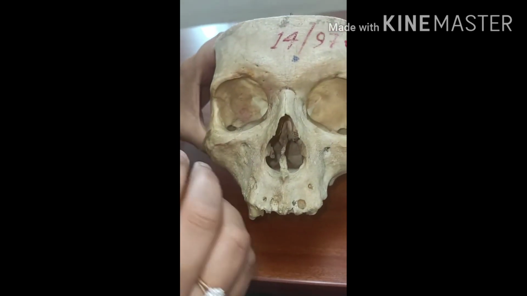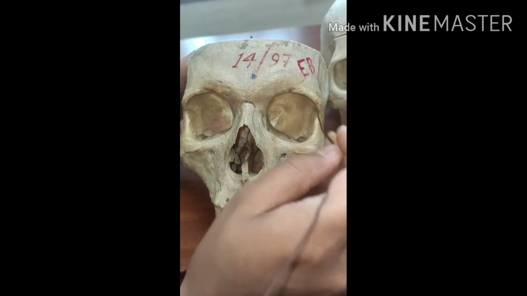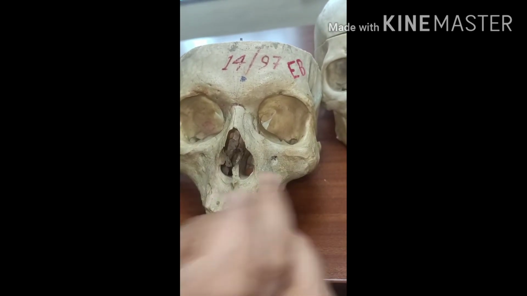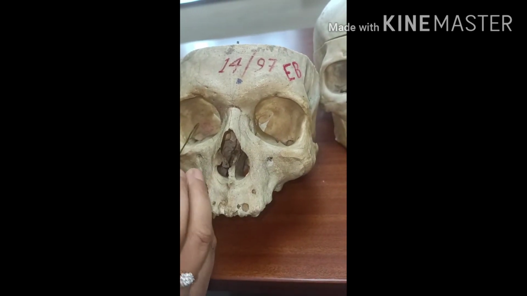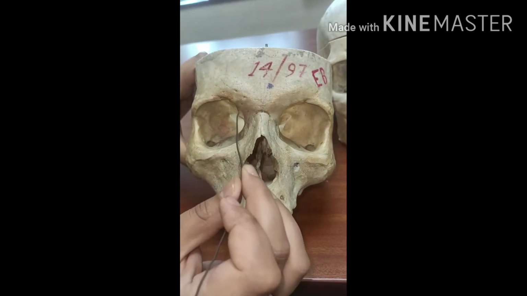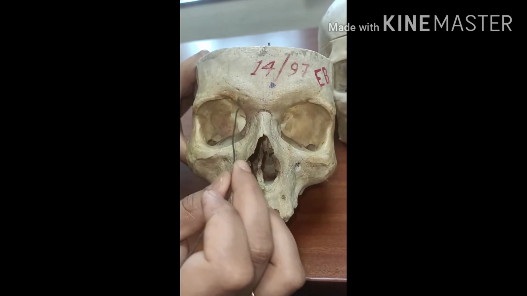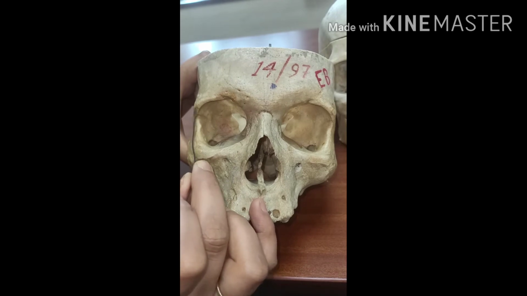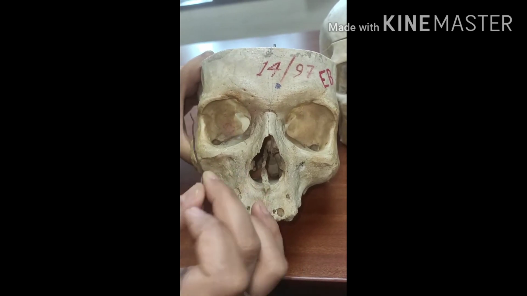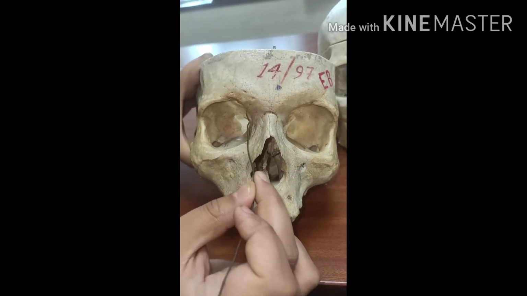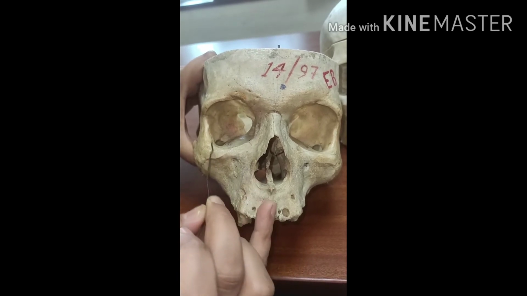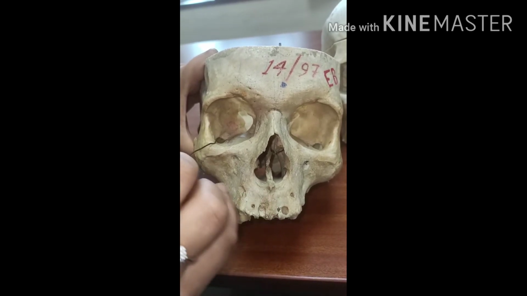Next, these two are the bony orbits, these two are the orbital openings. Each orbital opening, you can see, is quadrangular in shape. Therefore it has four margins: superior margin, medial, inferior and lateral margin.